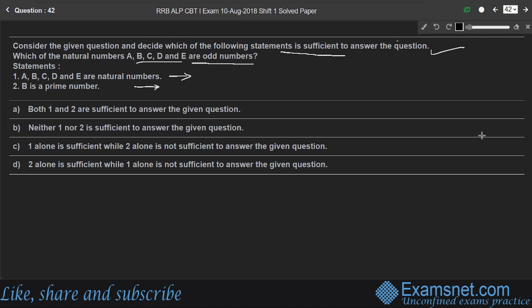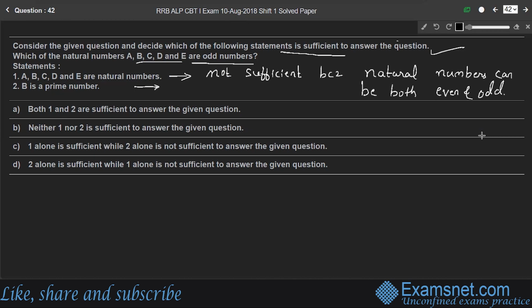Using the first statement, we cannot find the odd number. So which one is the odd number? Which is not sufficient, right? Not sufficient. Because if A, B, C, D are natural numbers, these natural numbers can be both even and odd, right? So we cannot differentiate even and odd here.